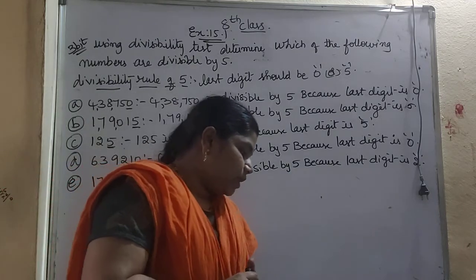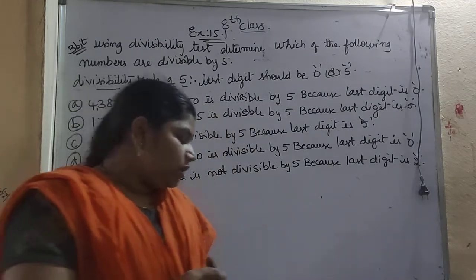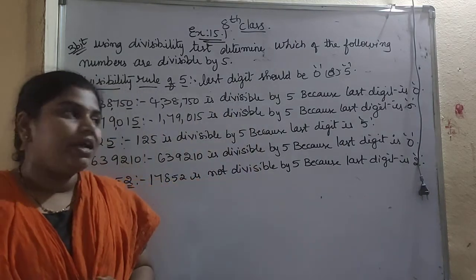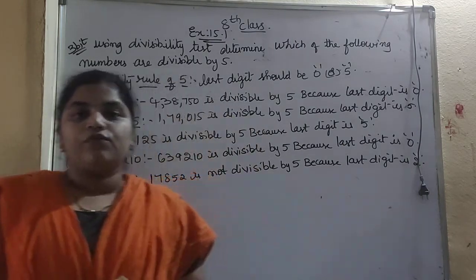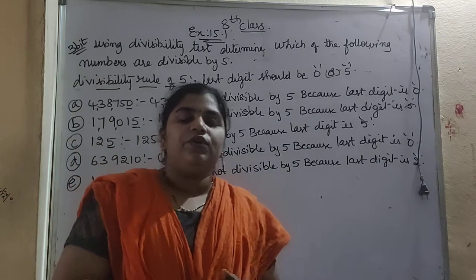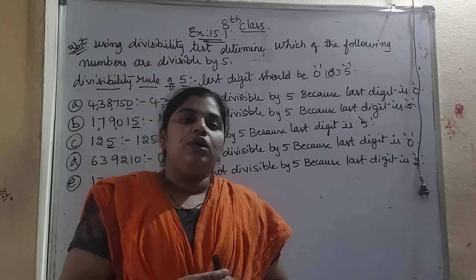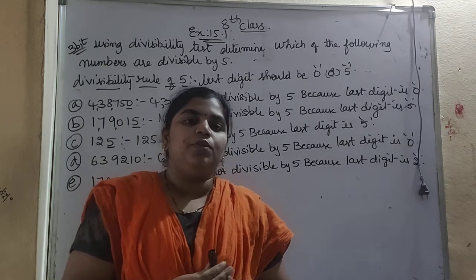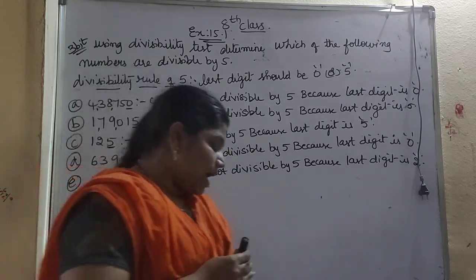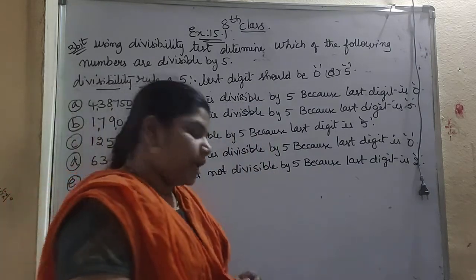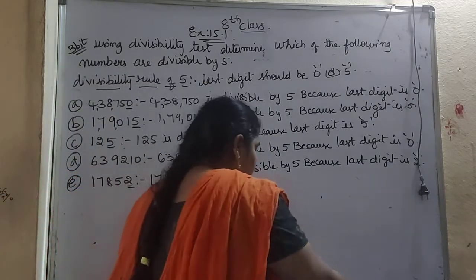Okay, so next one, what is the next question? Using divisibility test, determine which of the following numbers are divisible by 10. So what is the divisibility rule of 10? Now we have to check each and every one for 10. The last digit should be only 0. If the last digit is 0, we can say that it is divisible by 10. So first we will write the rule.